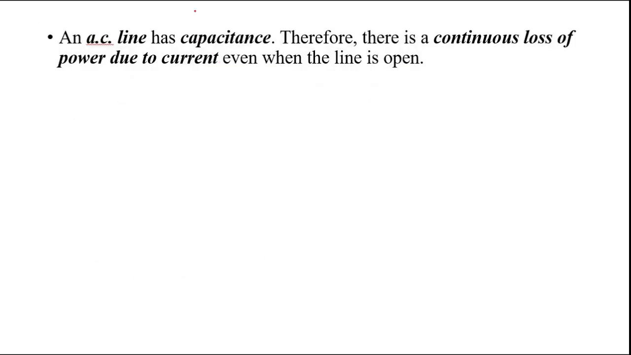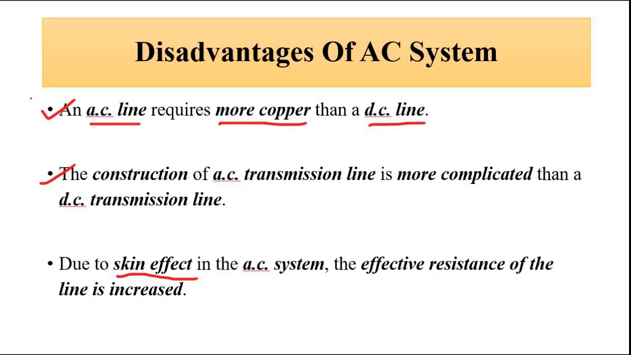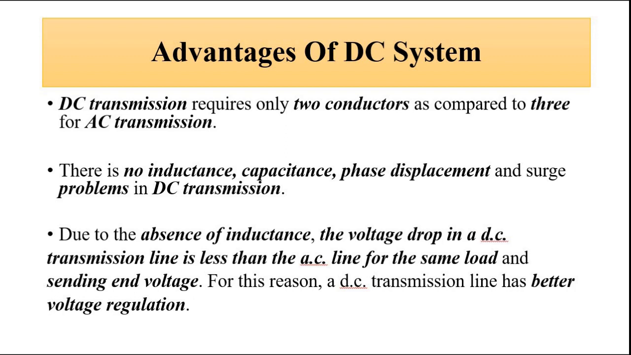And then the AC line has capacitance along with inductance also. Both things come into play. The frequency dependent parameters come into play. So there is a continuous loss of power due to that. So here we have discussed the advantages and disadvantages of the AC system. Then comes the DC system.